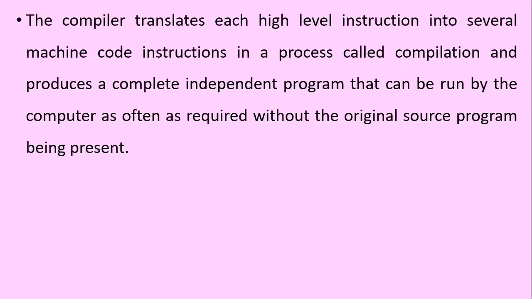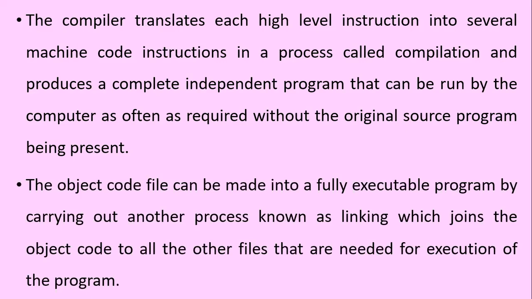The compiler translates each high-level instruction into several machine code instructions in a process that we call compilation, and it produces a complete independent program that can be run by the computer as often as required without the original source program being present. The object code file can be made into a fully executable program by carrying out another process known as linking, which joins the object code to all other files that are needed for execution of the program.